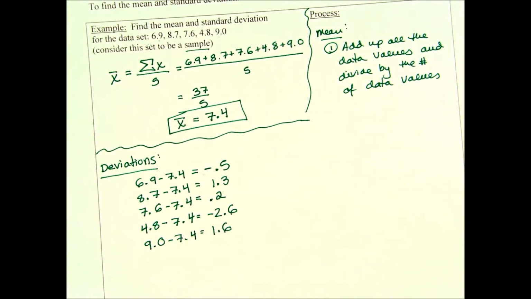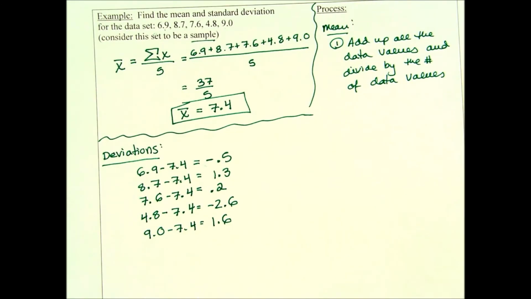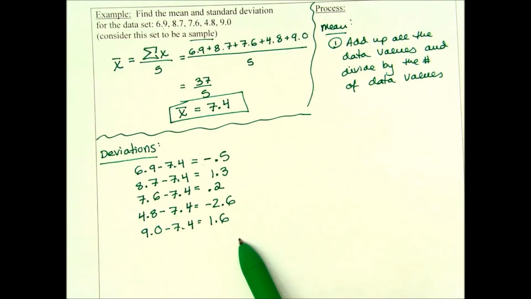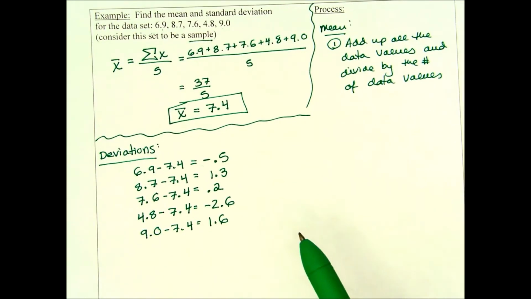Negative 0.5, 1.3, 0.2, negative 2.6 and 1.6. And now I want to basically find the average of these deviations. Because that would tell me on average, how spread out is this data? How far away from the mean are we? Take a moment and go find your average. Add them up, divide by 5. See what happens.